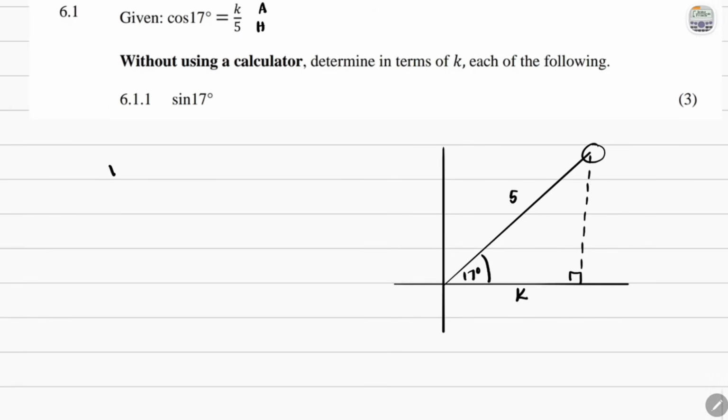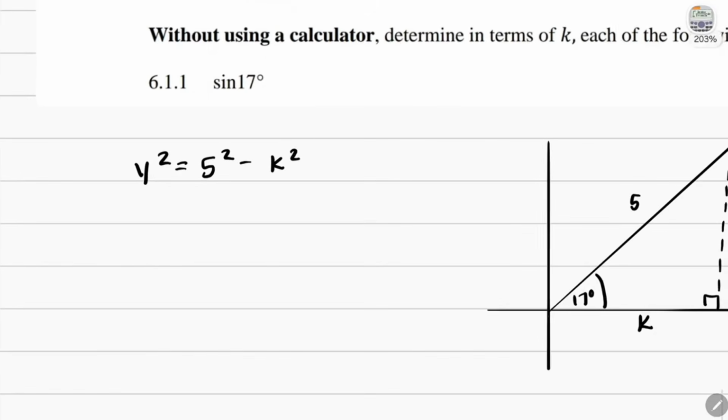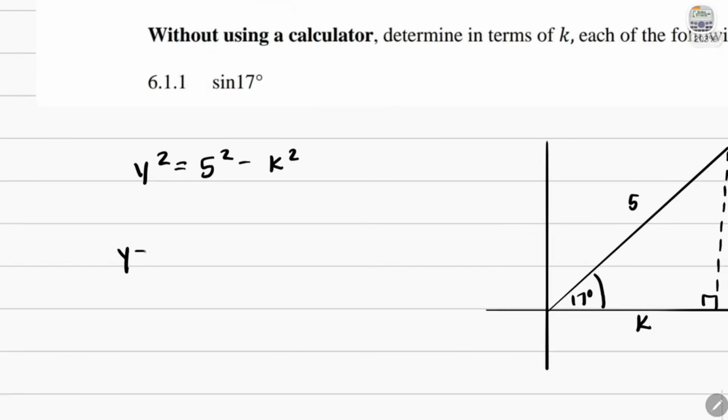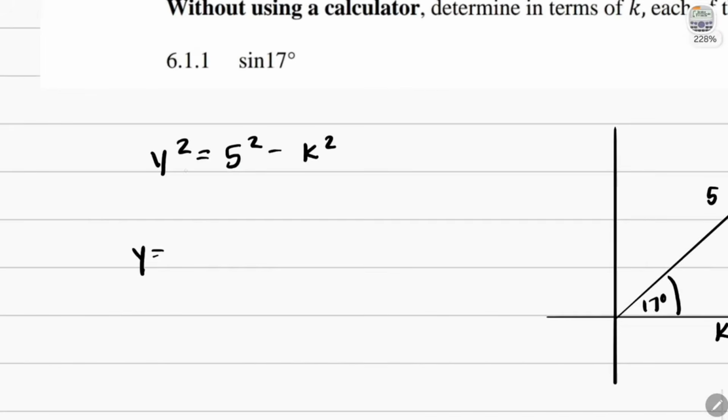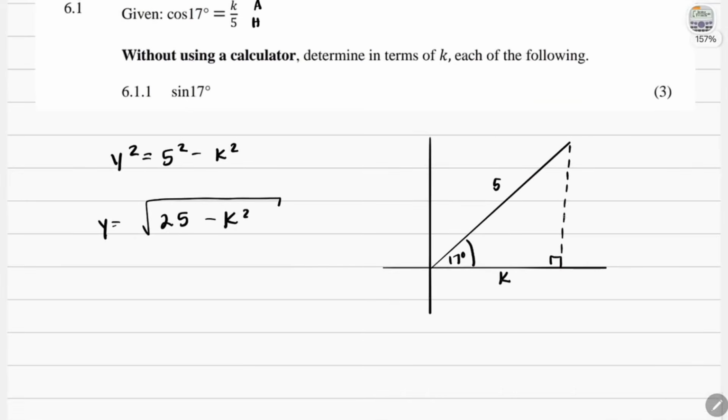And we'll say that y squared is equal to the hypotenuse squared minus the other shorter side squared. And so to solve for y, we would square root both hand sides. There's a positive and negative solution, but you can see that y is positive in the first quadrant. So y is equal to the square root of 25 minus k squared. And that is what y is.